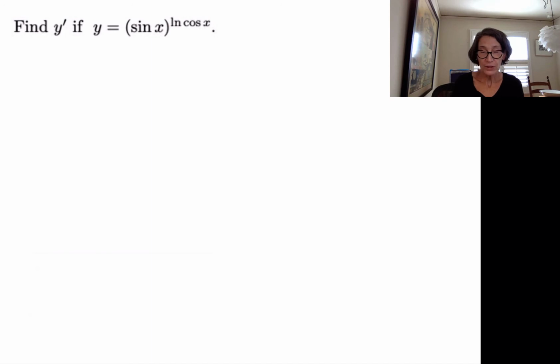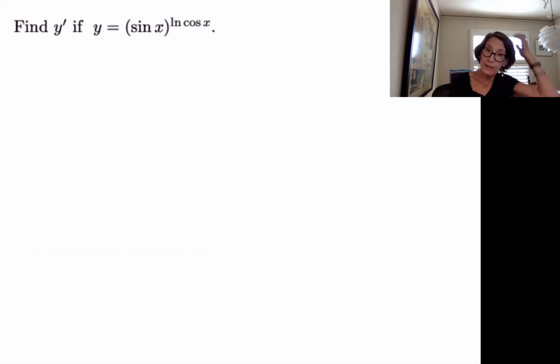So here we're going to differentiate the function y equals sine of x raised to the natural log of the cosine of x. Once again, we cannot use the power rule because our exponent is not a number, it's a function. And we can't use the formula for the general exponential functions because the base is not a number. The only option we have is logarithmic differentiation.